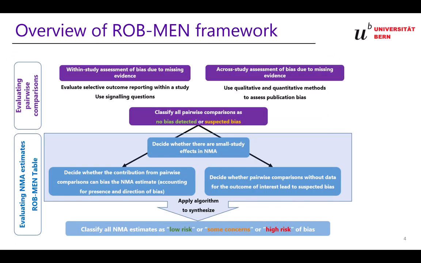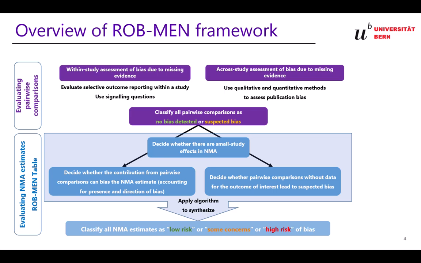This flowchart illustrates the RobMan tool at a glance. You can clearly see the two sections that make up the tool. The first one, in purple, is about the evaluation of the risk of bias due to missing evidence in all pairwise comparisons in the network, which is then recorded in the pairwise comparison table.